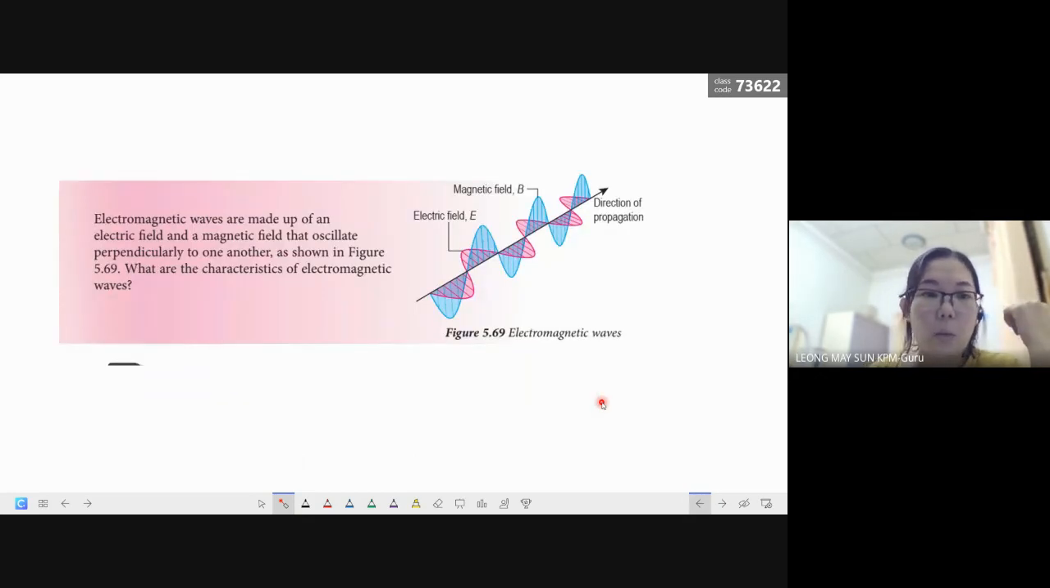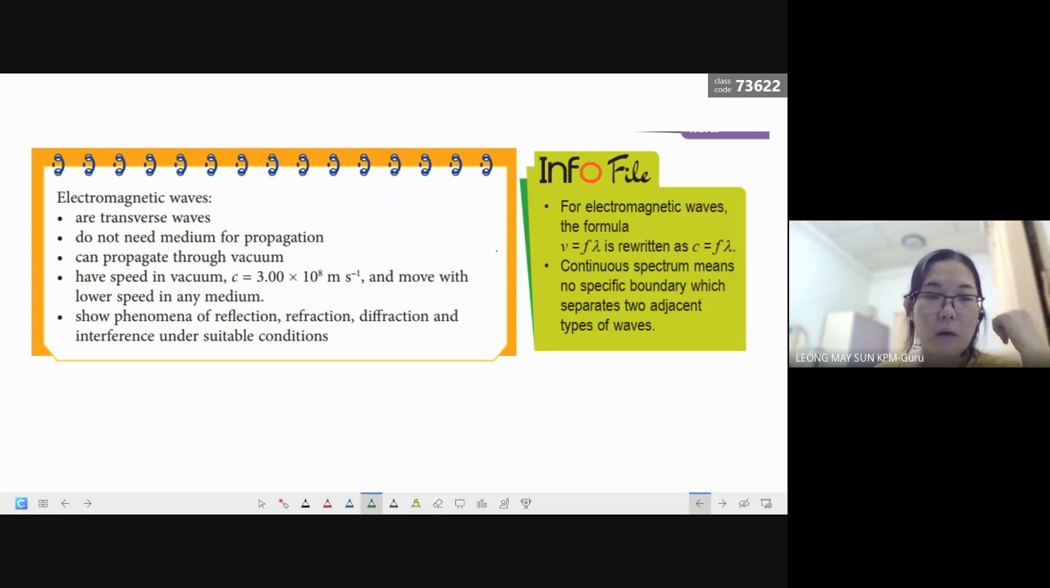Electromagnetic wave comes from the two words: electro comes from electric field, and magnetic obviously means magnetic field, that oscillate. Oscillate means they vibrate perpendicular to each other. So the electric field and the magnetic field are 90 degrees from each other. The first characteristic is that they are transverse waves, which means that the wave propagation and the particle's vibration are perpendicular to each other.